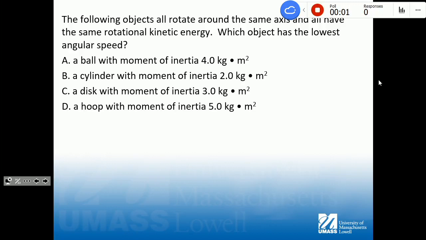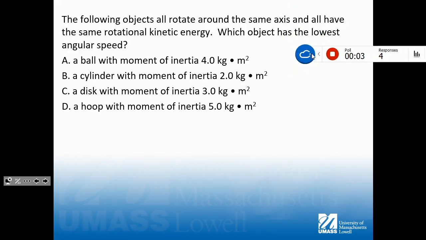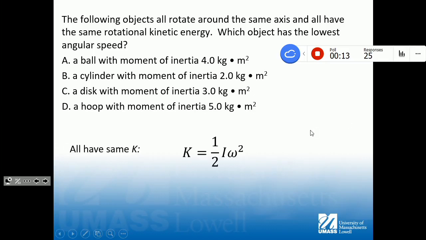Let's try this one. That is your rotational K. It's 1/2 I omega squared. In this question, you're given 4 objects which have the same rotational kinetic energy, and I'm giving you the moments of inertia of all of these. So which one must have the lowest angular speed?